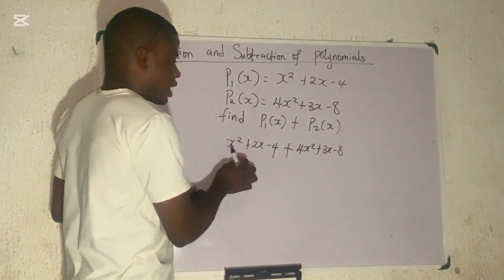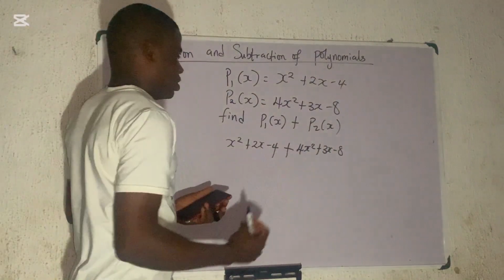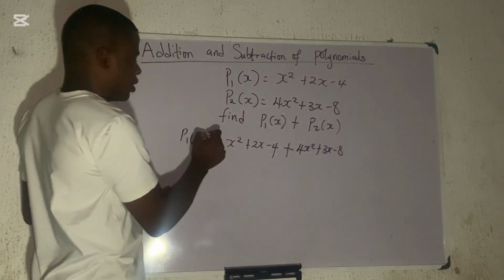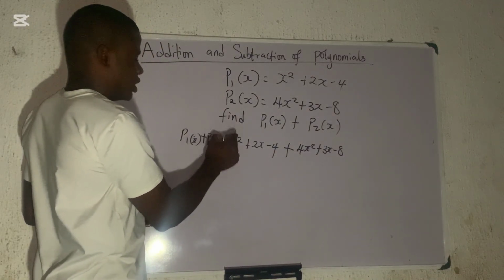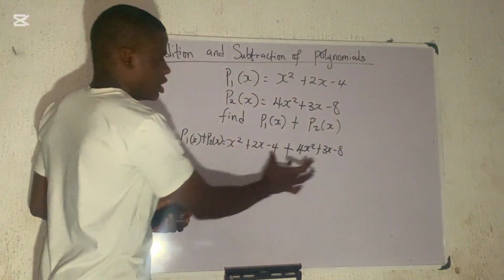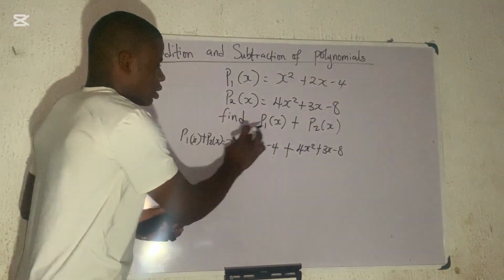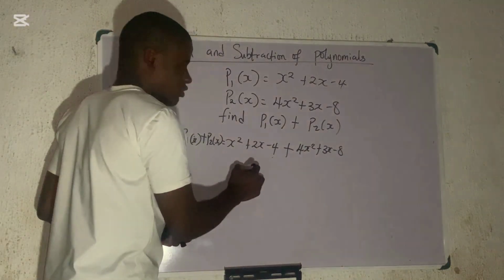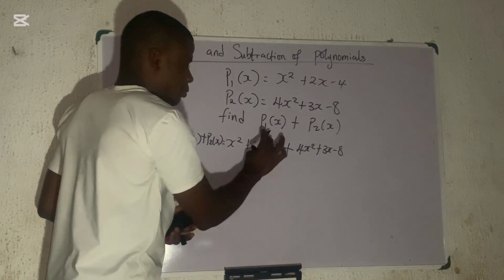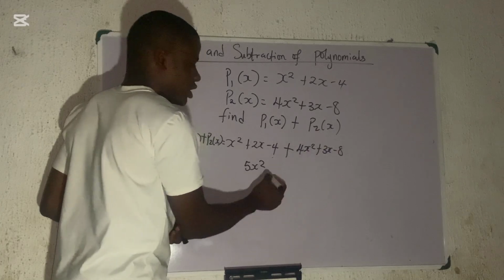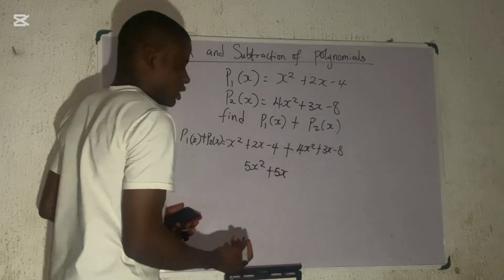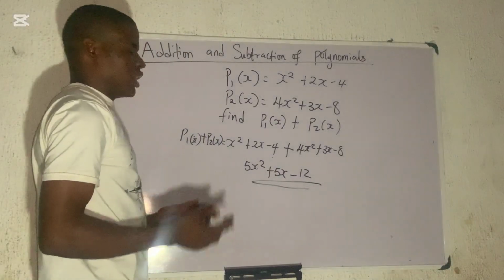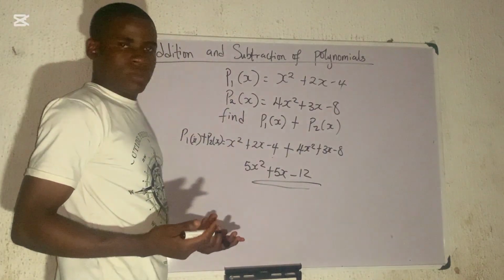What I do here is mere addition. This is P1 of x plus P2 of x, and it is given by this. Very simple. Rearrange the like terms. So x squared plus 4x squared will definitely give me 5x squared, right? Plus 2x plus 3x will definitely give me plus 5x. Minus 4 minus 8 will definitely give me minus 12. And this is the answer, P1 of x plus P2 of x. Very simple. Does it make sense?